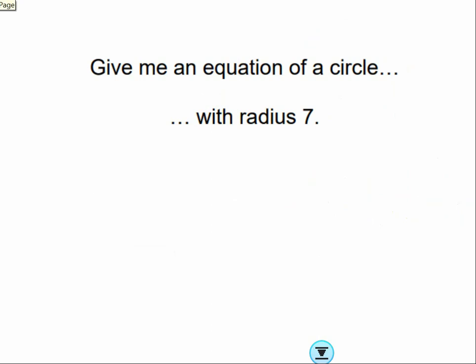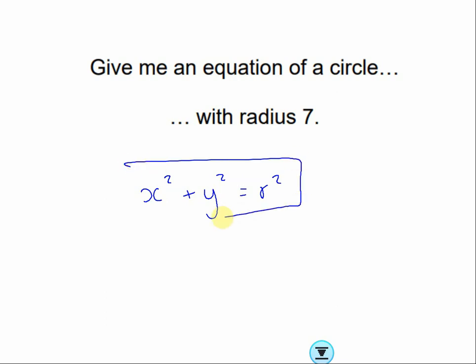Okay, so again, use the graphing software just to check your knowledge, but give me an equation of a circle with a radius of 7. So every time I ask you a question, pause it, have a think, maybe write it down. I'm going to go for the easiest option in the world. No transformations at all. With a radius of 7, well, remember this is r squared, that's the formula of a circle. So I'm going to go for 49. Okay, that will have a radius of 7.